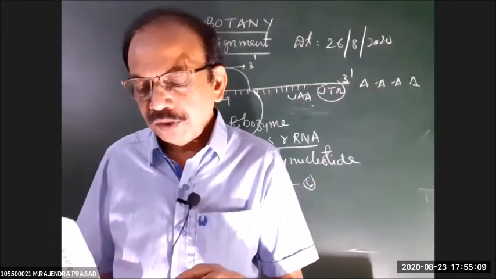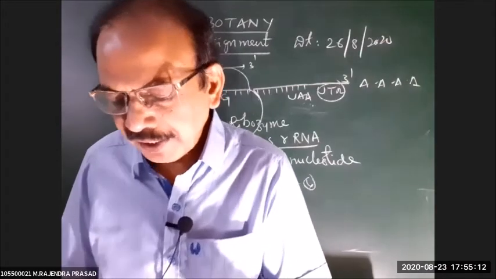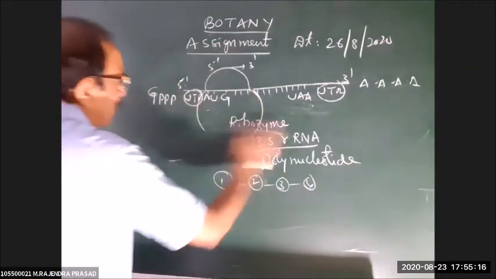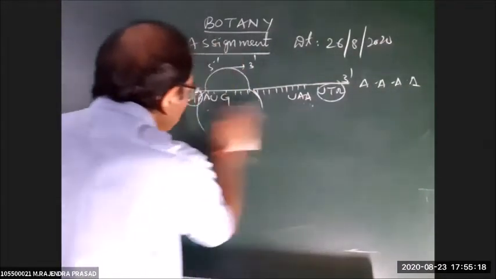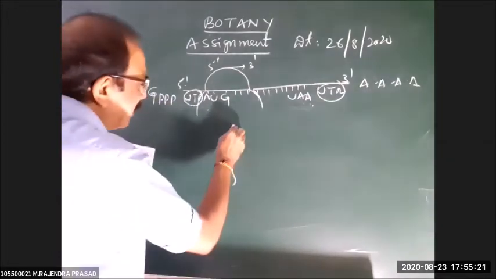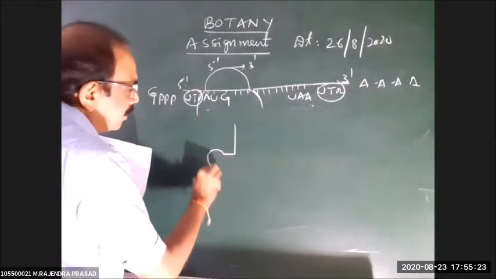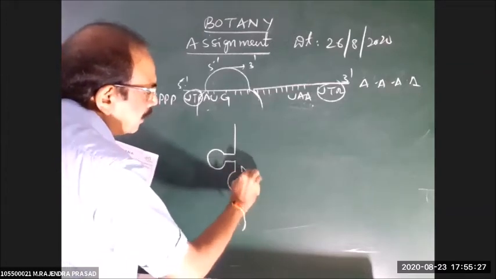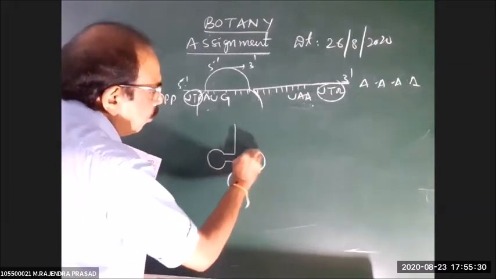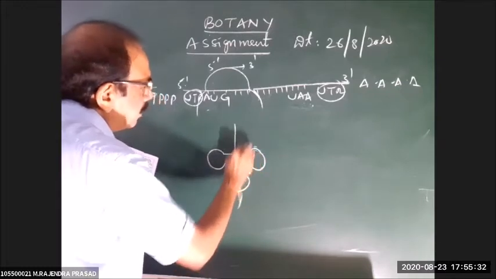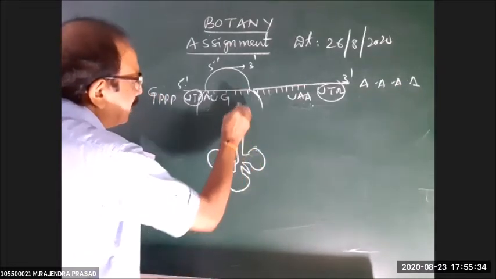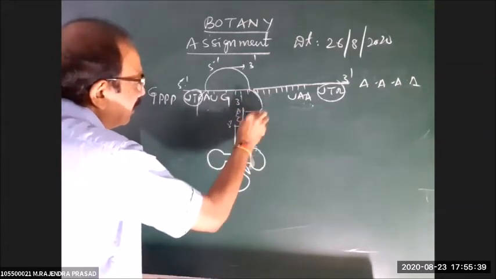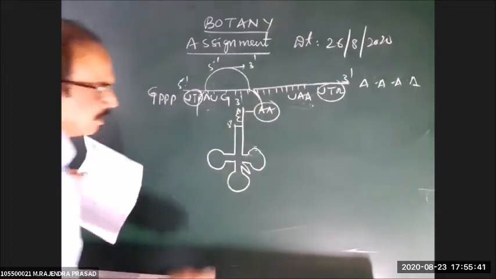Which type of nitrogen bases are present in the loops of tRNA? Holley proposed a clover leaf model to explain the structure of tRNA. It shows three main loops, one accessory loop, and then one tail. This is 5' and this is 3'. In the tail, three unpaired nucleotides are present. This is the amino acid binding site.